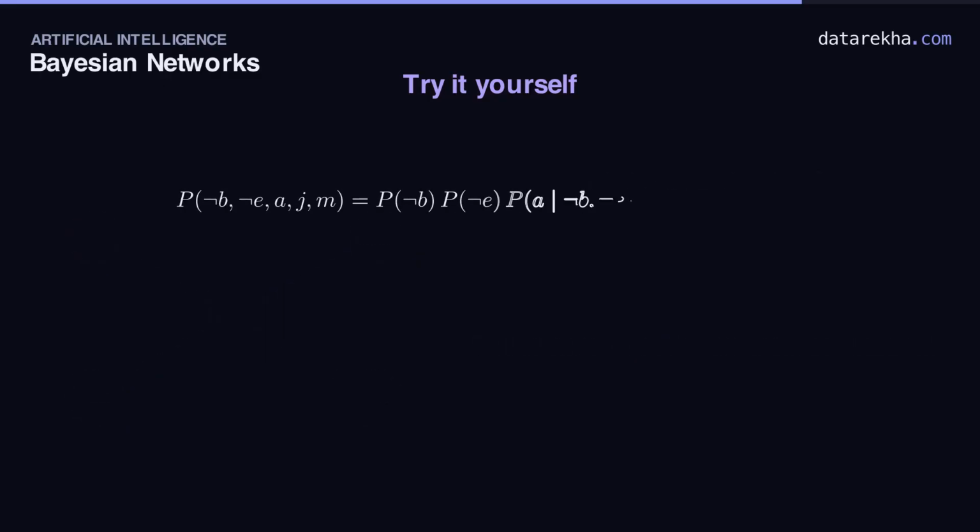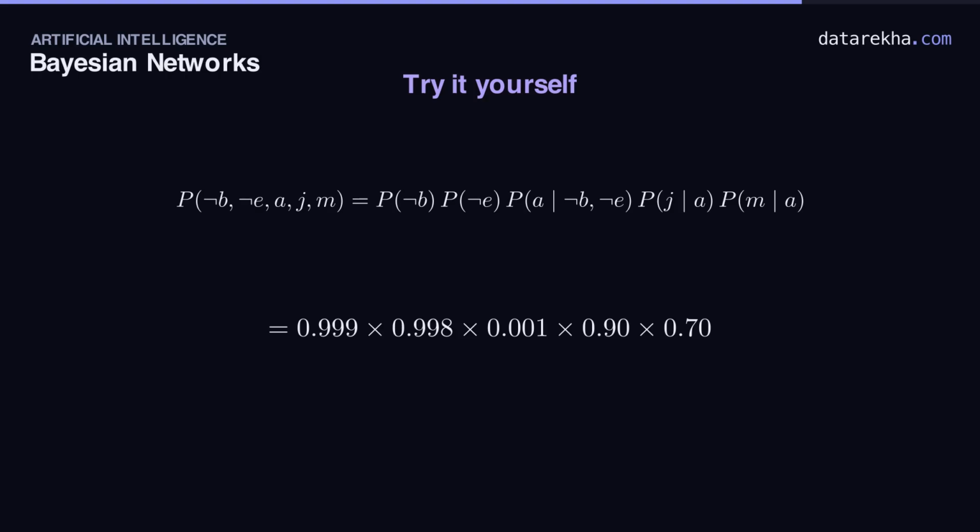Here's the walkthrough. The factorization is the same 5 factors as before. The 2 absent causes, the alarm given both absent, and each call given the alarm. Read the rows. No burglary, 0.999. No quake, 0.998. The alarm firing with neither cause is that same tiny 0.001. Then John, 0.9, and Mary, 0.7. And that's the very same product from the first example, about 0.00063. If you set up those 5 factors and got 6.3 times 10 to the minus 4, you've genuinely understood the method.